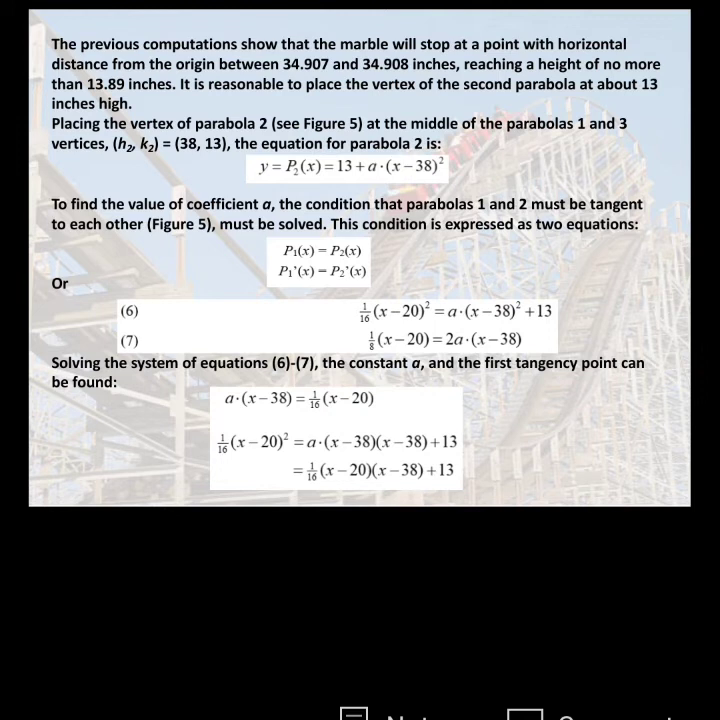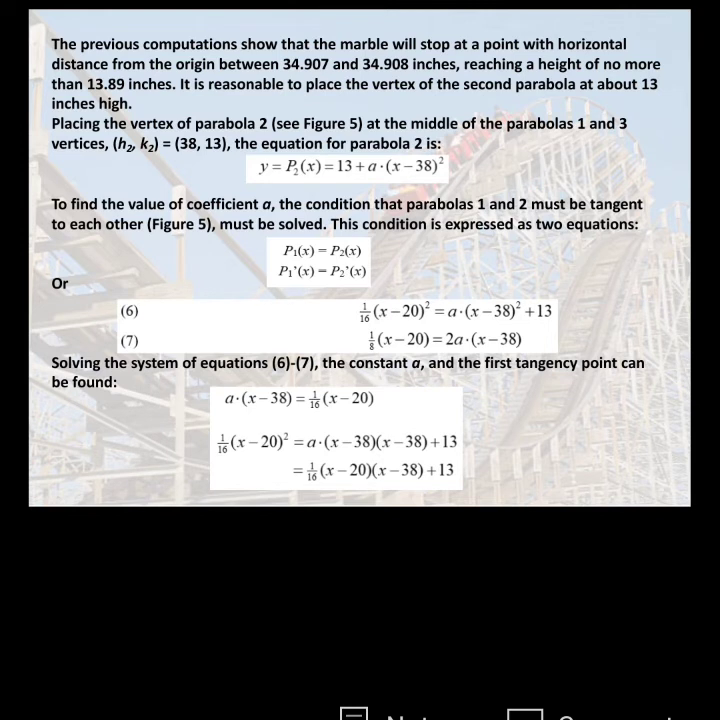To find the value of the coefficient a, the condition that parabolas 1 and 2 must be tangent to each other must be solved. This condition is expressed as two equations: P1 of x is equal to P2 of x, and P1 prime of x is equal to P2 prime of x. So 1 by 16 into x minus 20 whole square is equal to a into x minus 38 whole square plus 13. That gives 1 by 8 into x minus 20 equal to 2a into x minus 38.